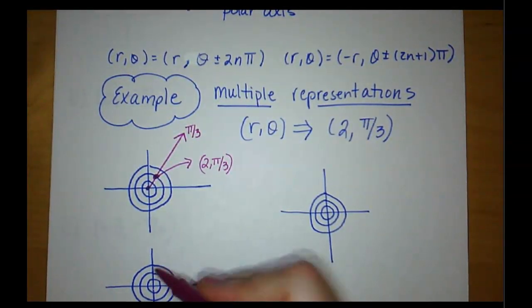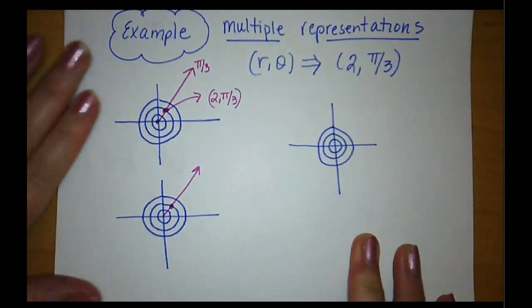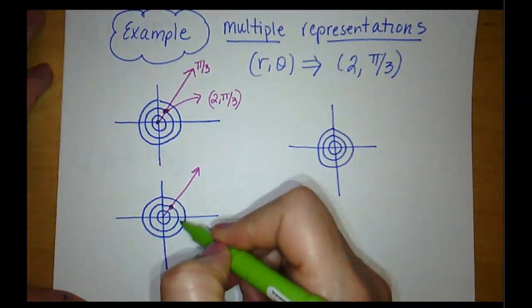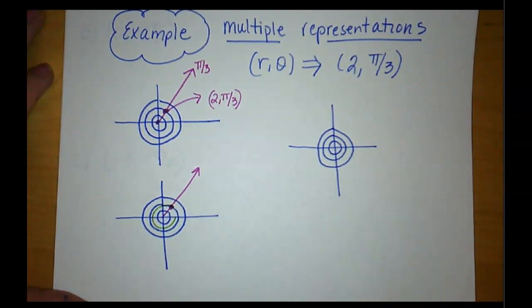We could also be looking at this same angle 2 rings out, but we know now we can travel in the negative direction around the circle. So that means that I can go from here, but this time I'm traveling around this way and I'm stopping at that point.